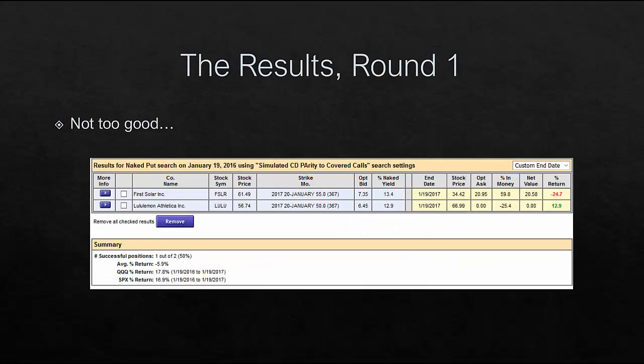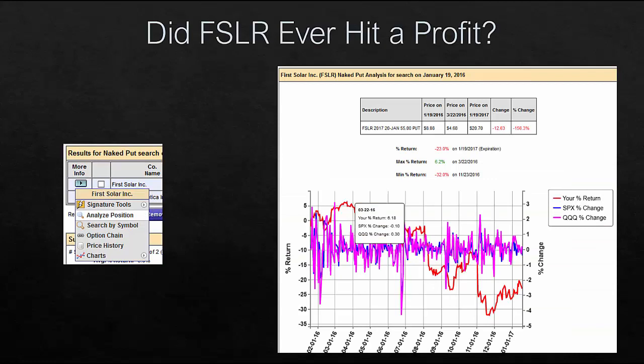But once again, we hit calculate group results, and here we're not as successful as we'd hoped. FSLR drops down to 34.42, and we actually see a 24.7% loss. Only a 50% success rate with an average return of negative 5.9% for the first cycle. Yeah, that's going to put a damper on things, isn't it? Did FSLR ever hit a profit? Once again, we use that same feature to analyze the individual position. And in this case, you can say on March 22nd, the liquidation value was 6.2%.